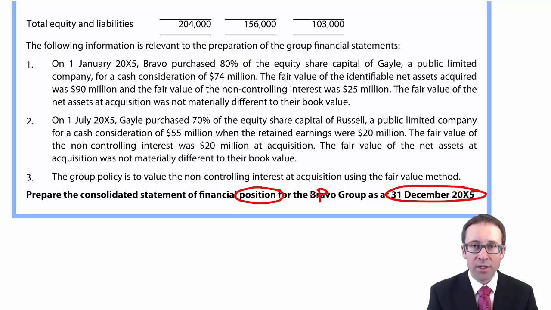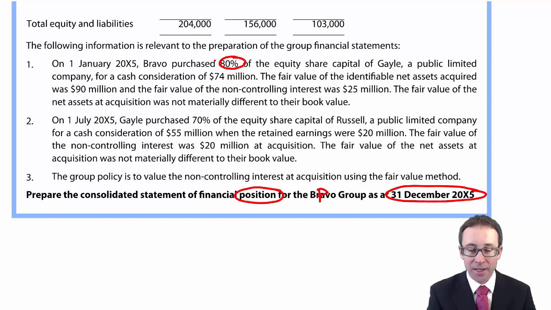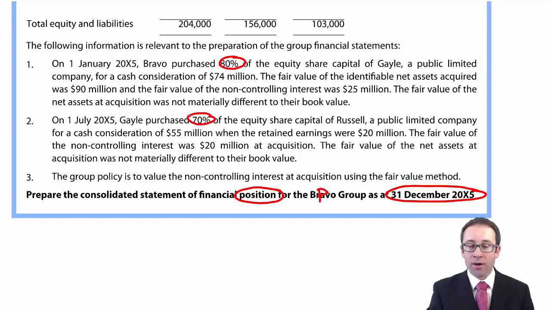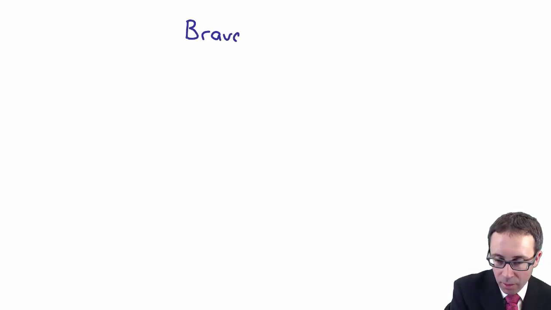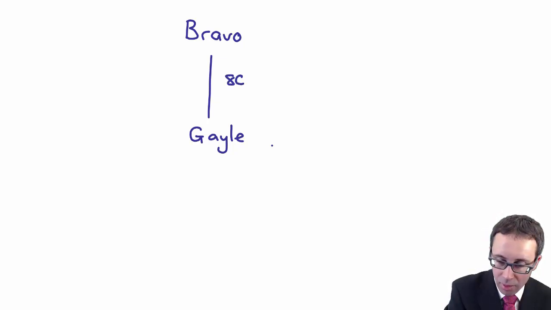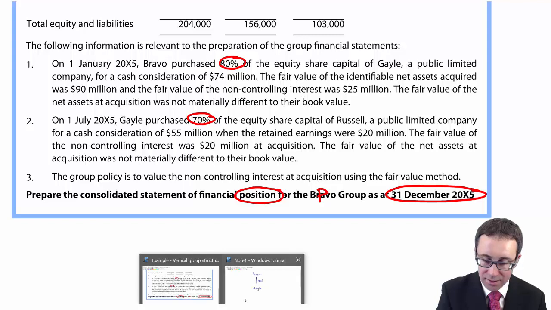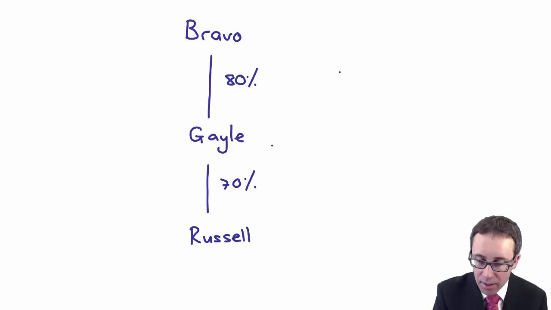So what have we got? Well, it tells us that on the 1st of January X5, so that's the start of the year, Bravo purchased 80% of the equity share capital of Gale. Whereby in the second part, on the 1st of July X5, so part way through the accounting year, we acquired 70% of Russell. So if we're drawing up our group structure, Bravo is the parent. Bravo bought 80% of Gale, and Gale purchased 70% of the equity share capital of Russell. Okay, so if that's the case, we can work out the percentage ownerships.